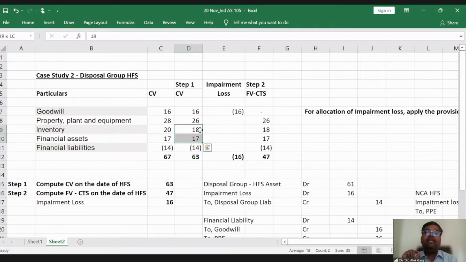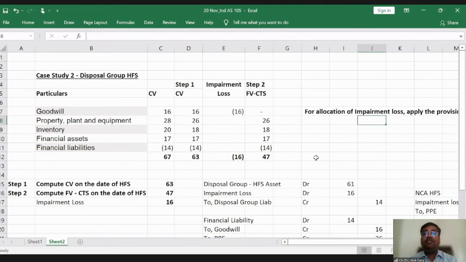Why? Because if you read Ind AS 36, it says that if an asset is itself at fair value, for example, inventory has to be stated at cost or NRV, whichever is lower, so it means it is already at fair value. Financial asset, if you go to Ind AS 109, has to be measured at fair value. So if something is already at fair value, you cannot reduce the value by more amount due to the allocation of impairment losses, right?